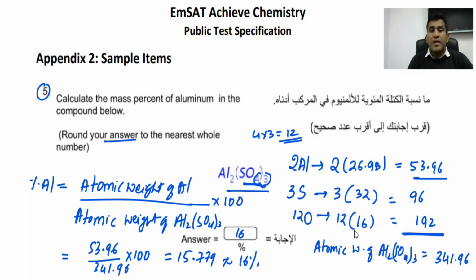That is how you calculate the mass percent of any element. They might ask you about a different element, but this is the way of answering the question. So we go with 16%.